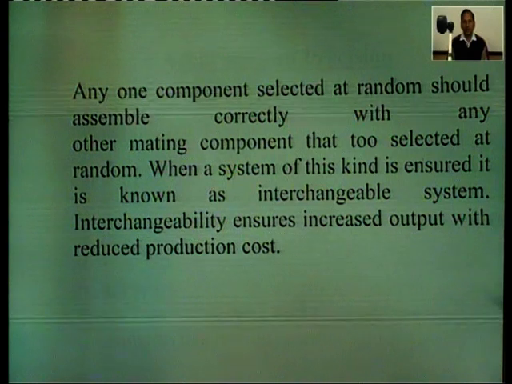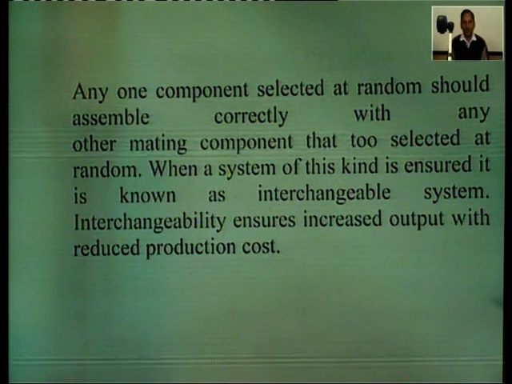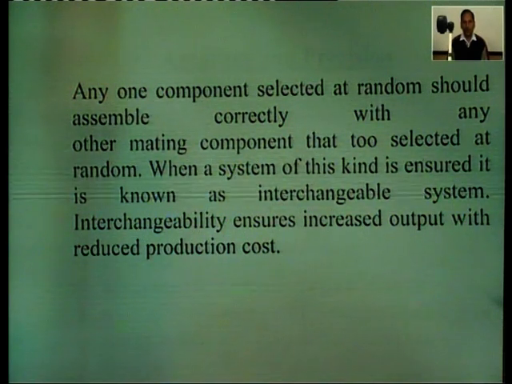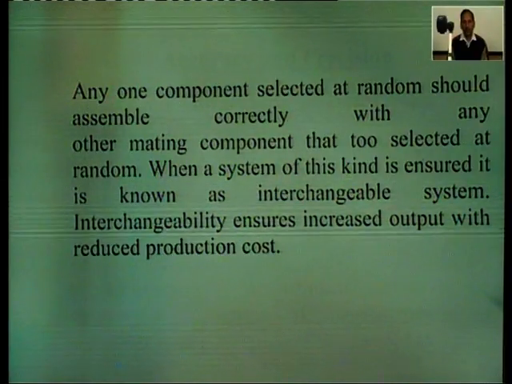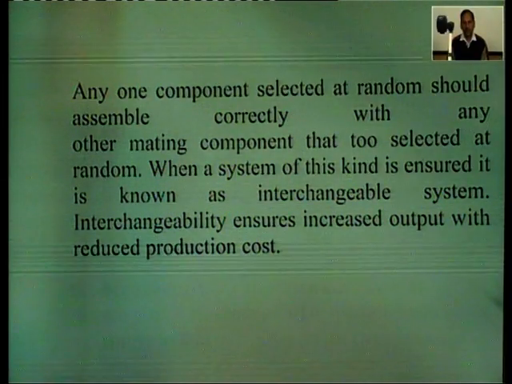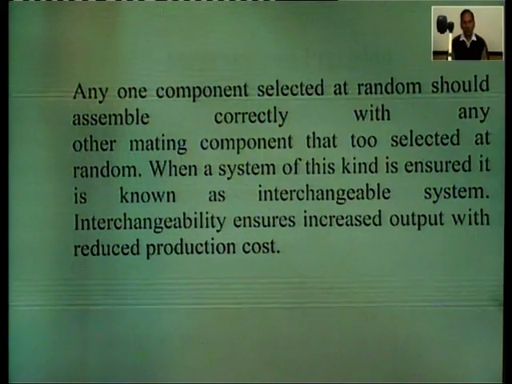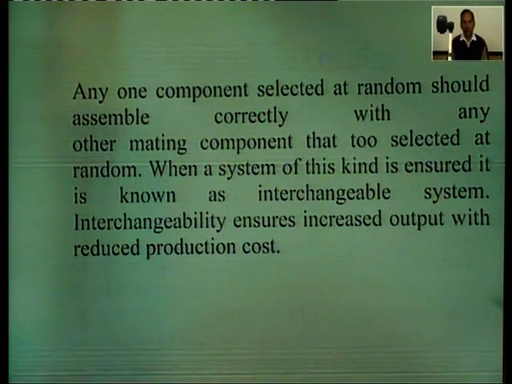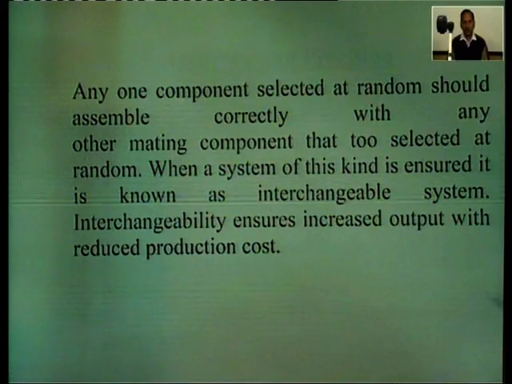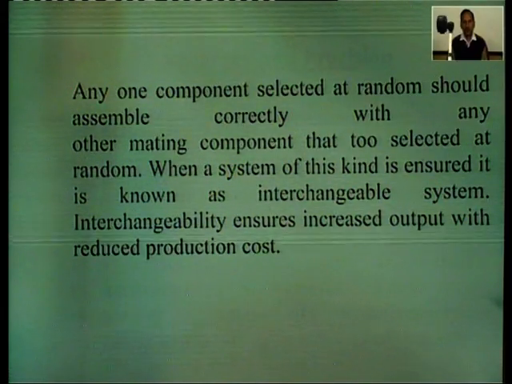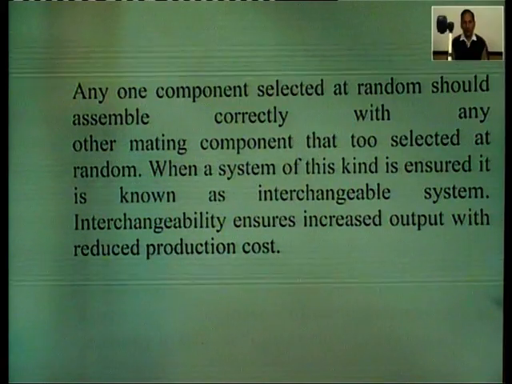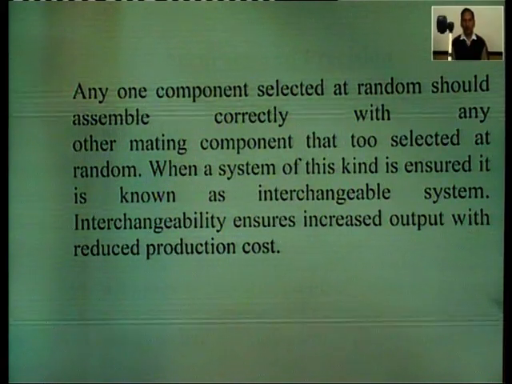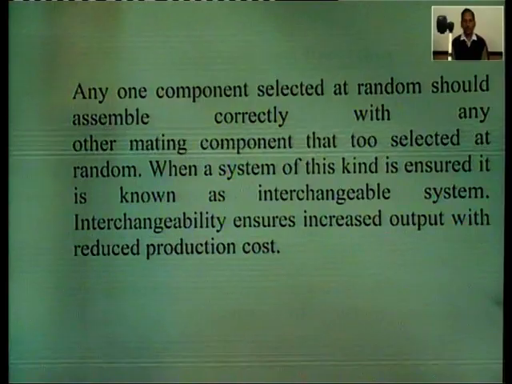So, any one component selected at random should assemble correctly with any other mating component in the production line, that too selected at random. When a system of this kind is ensured, it is known as an interchangeable system. So, interchangeability ensures increased output with reduced production cost.